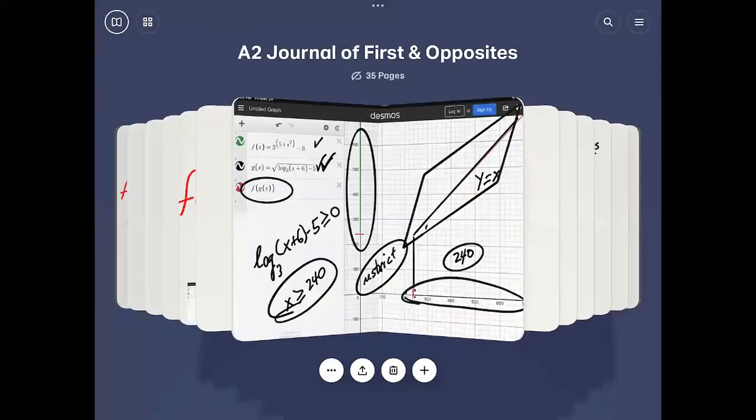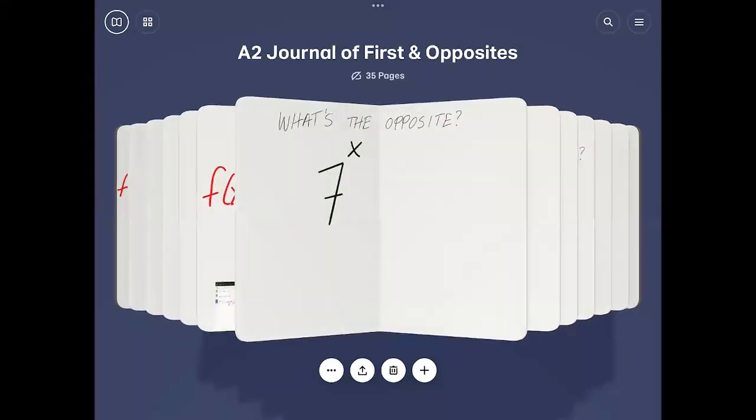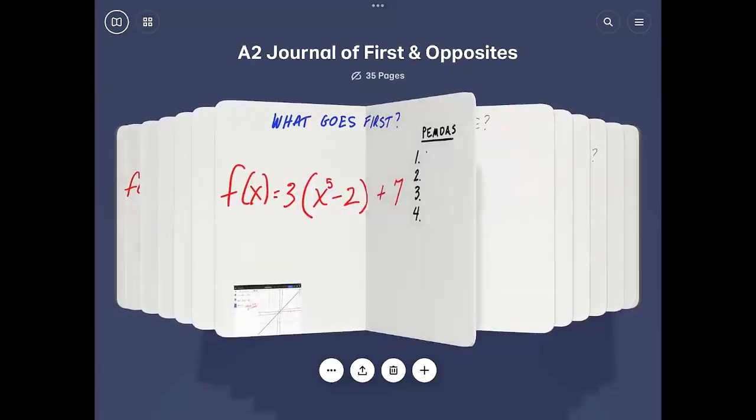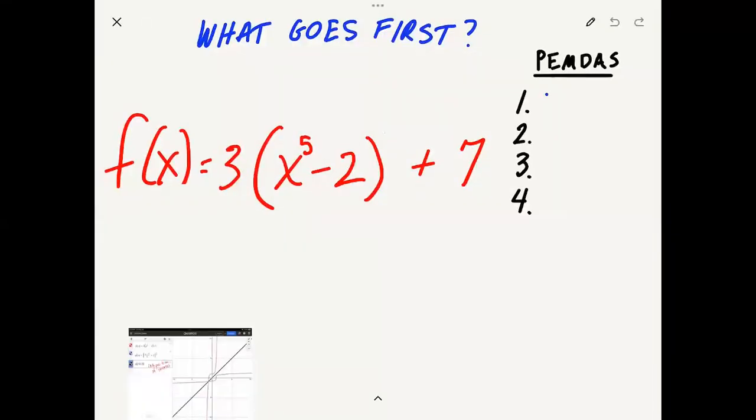Okay, should I do one more? Let's see here what I got. All right, let's look at this one. Again, we've got 1, 2, 3, 4 numbers, so we're going to need 4 operations. Okay. And now we got to start using PEMDAS. So the very first thing that we're doing to x is we're raising it to the 5th power, and then we subtract 2, and then we multiply by 3, and then we add 7.